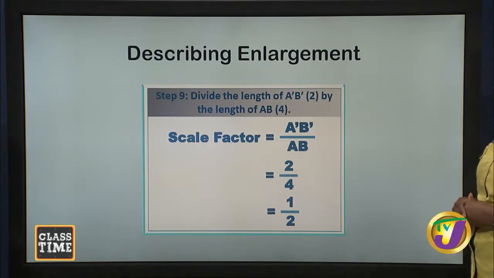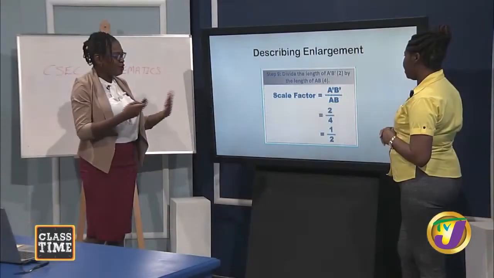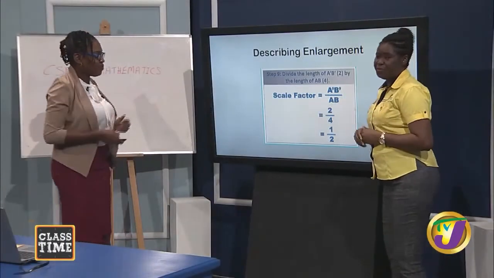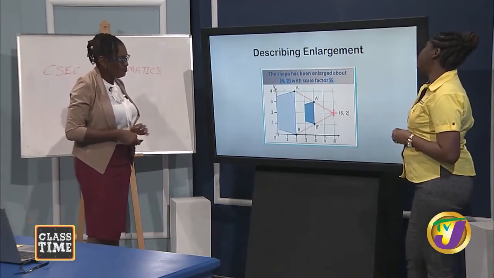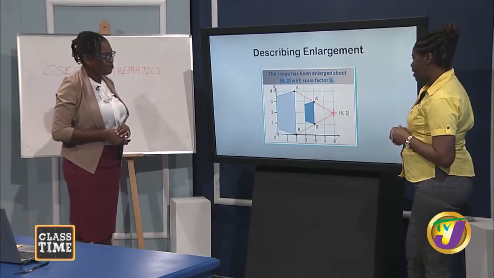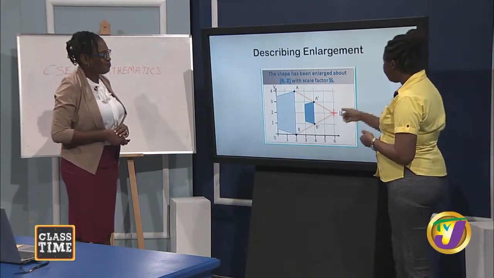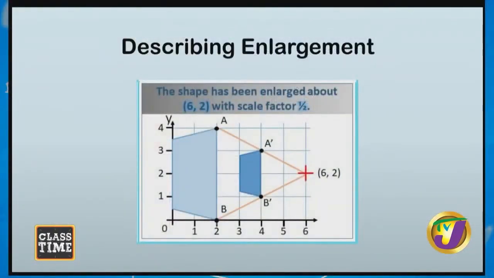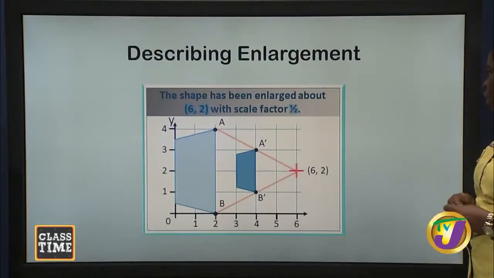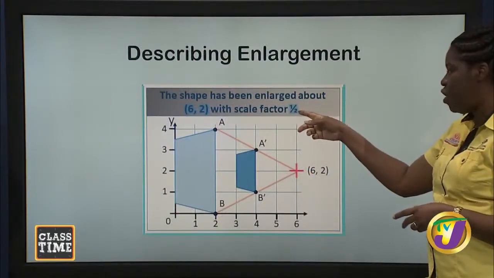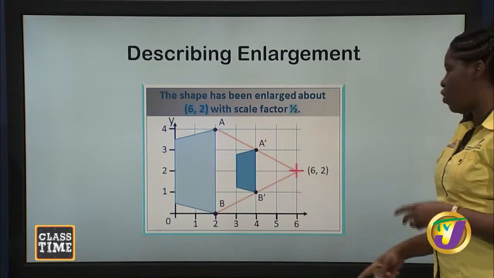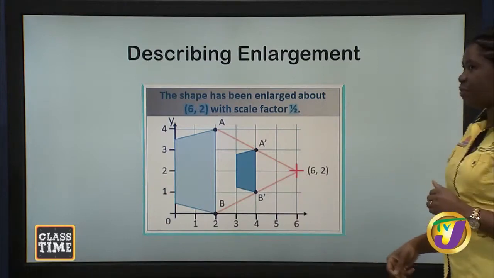Awesome. So how do we put this in sentence form? How do we describe the enlargement? We would describe that enlargement by saying that the shape has been enlarged about (6, 2) with a scale factor of 1/2. And notice that the scale factor is 1/2. So which one of these would be the object?